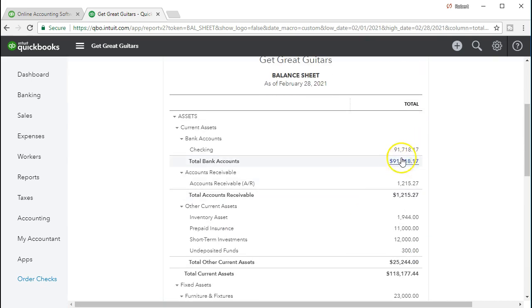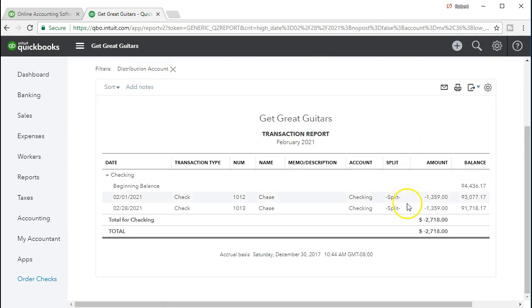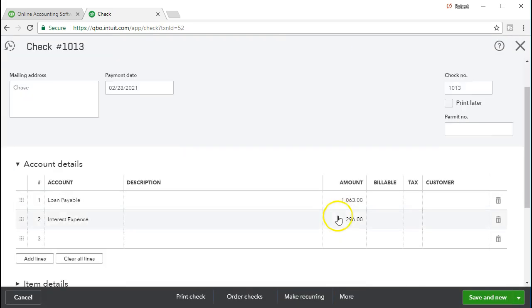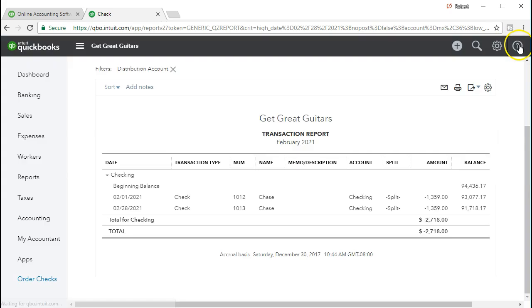Then we're going to go to the checking account up top. And we'll see that second check. So the same amount, but it's going to be different in nature. So if we go into that check, it's going to be a bit different in terms of this allocation. So we'll close that out. So we've got two checks for the month of February so far.